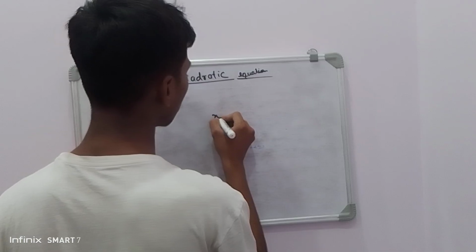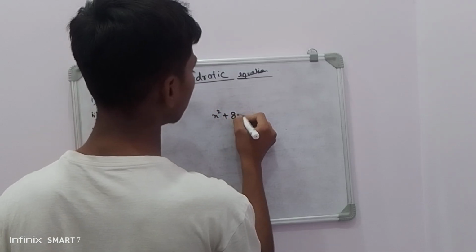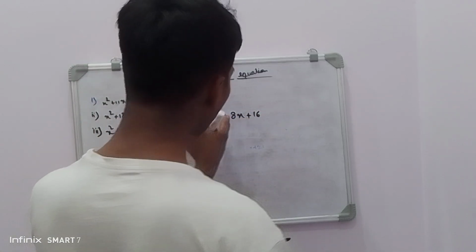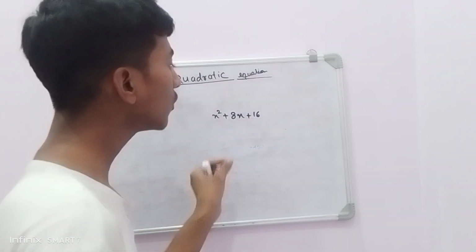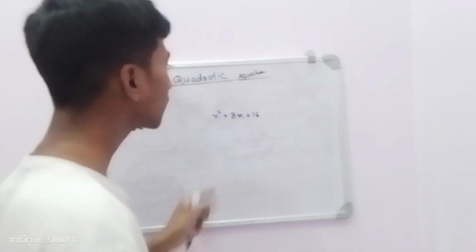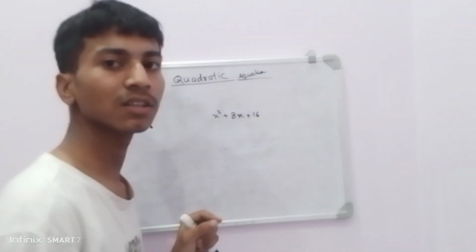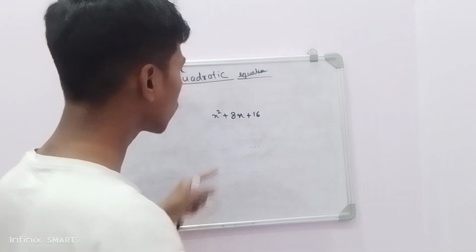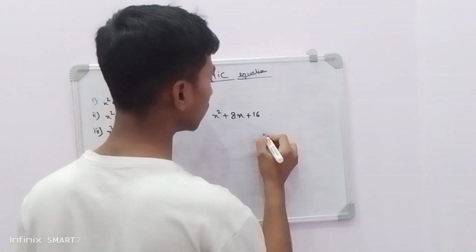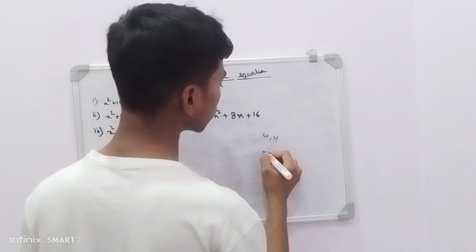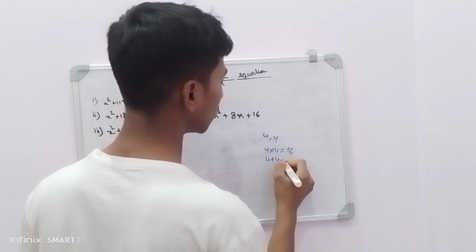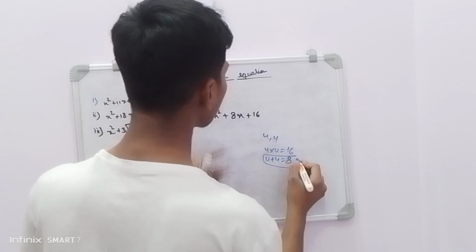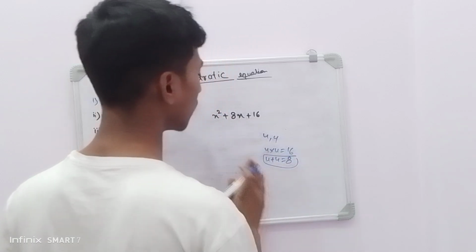So let's take another question like this one. You have to split this middle term 8 in such a way that the sum of those numbers is 8 and the product of those numbers is 16. So how could you split that? You could split that 8 as 4 and 4. So 4 into 4 is equal to 16 and 4 plus 4 is equal to 8. So you could split the 8 as 4 and 4.